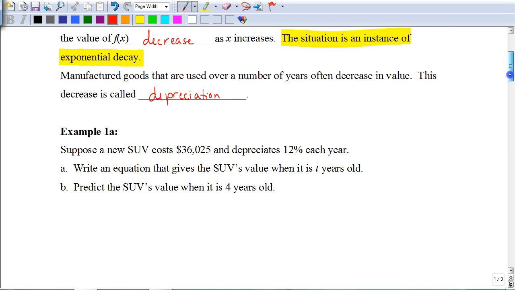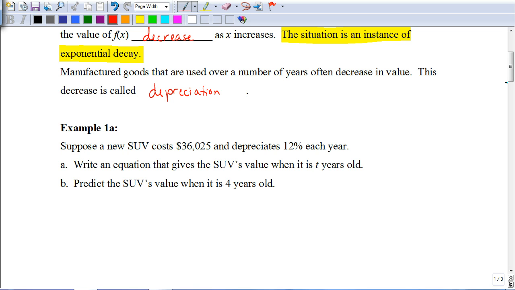So let's look at this situation here. It says, suppose a new SUV costs $36,025 and depreciates by 12% each year. We're going to write an equation that gives the SUV's value when it is t years old. Okay, so first off, for part A there, we have our initial value, so we're going to write this equation. We'll use v for the value after t time.